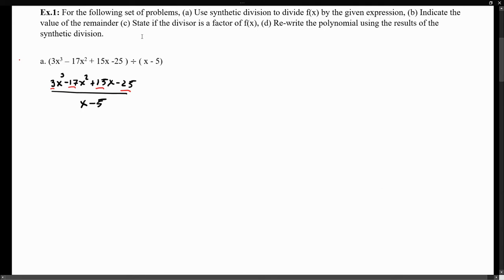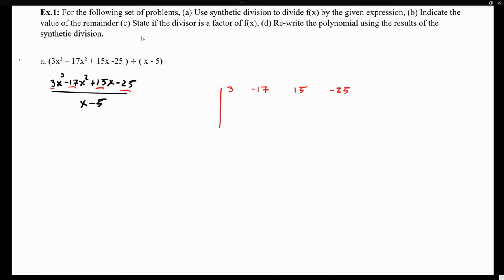Now what we want to do is take those coefficients. So we're going to put a 3, then leave some space, then place down the next coefficient, then the next coefficient, and then the next coefficient. So we're just going to align all those coefficients. And now we're going to open up the box. But notice that this box is different than the box from long division. It is opening in the opposite direction.